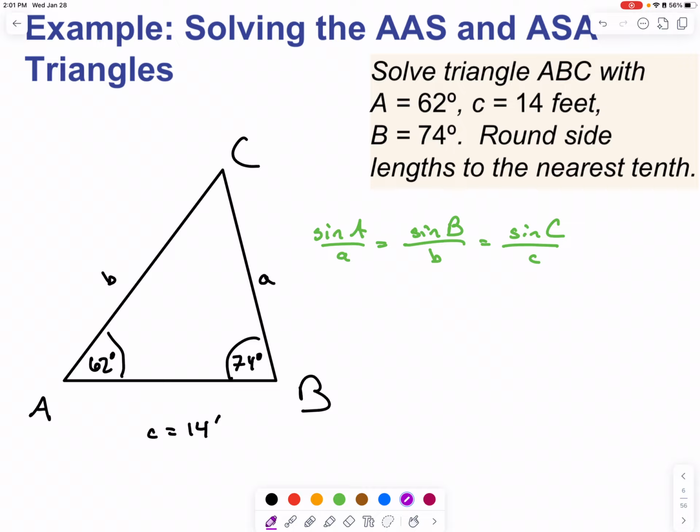Now, the interior angles of a triangle should add up to 180. So to solve for angle C, we can say 180 minus 62 minus 74. Hey Google, what's 180 minus 62 minus 74?